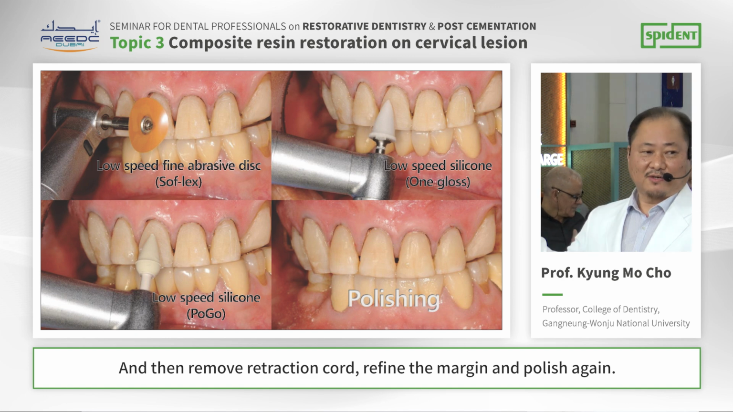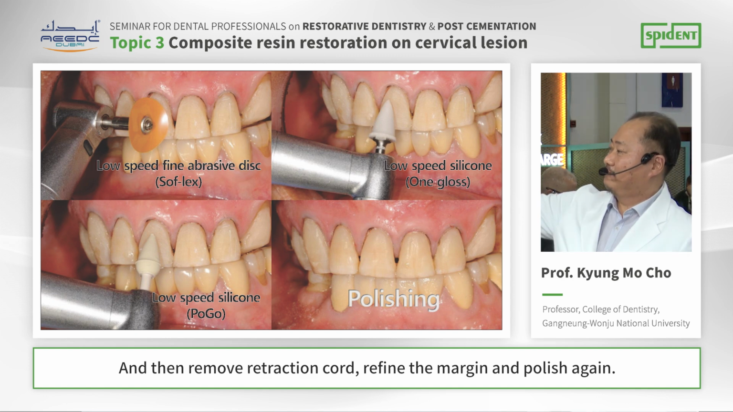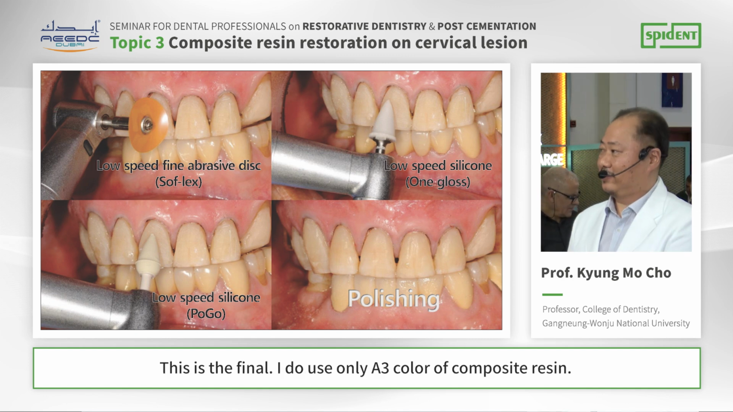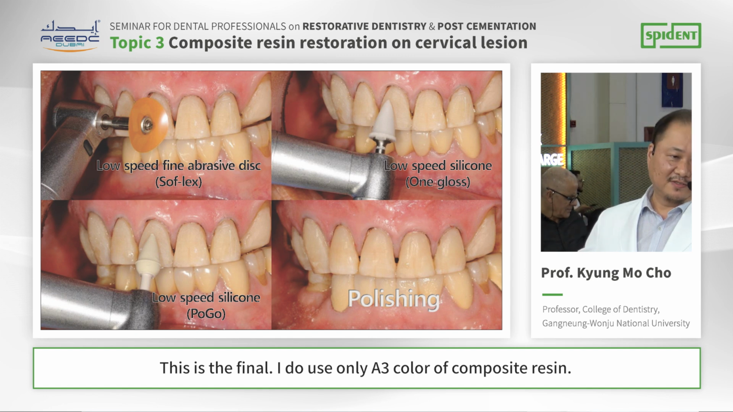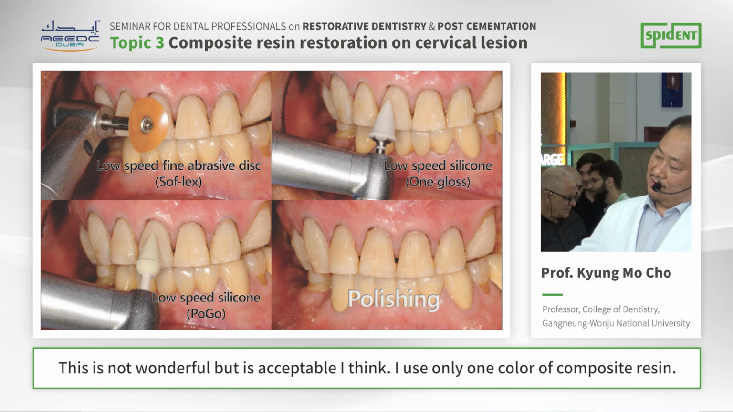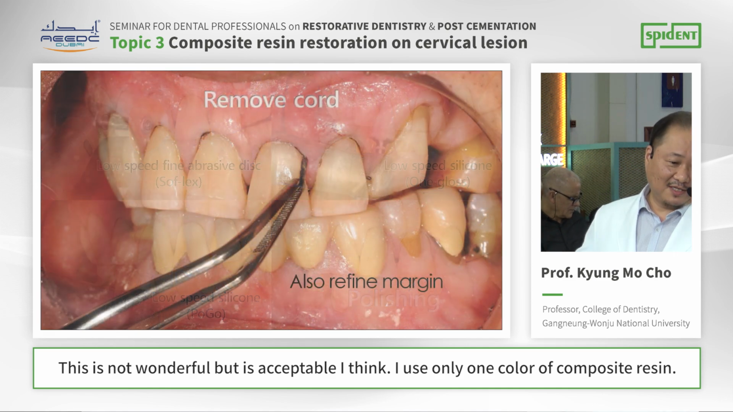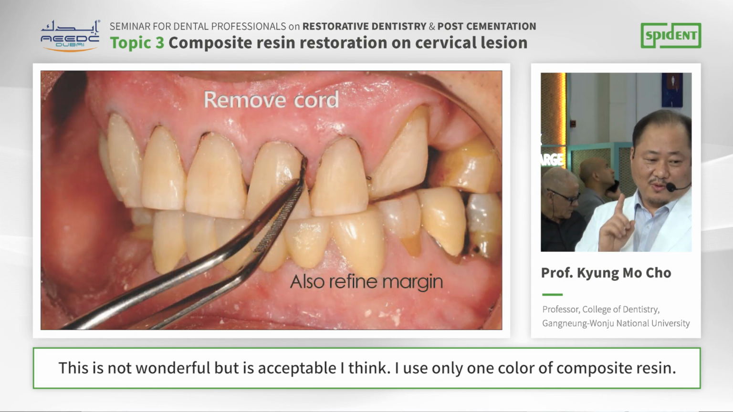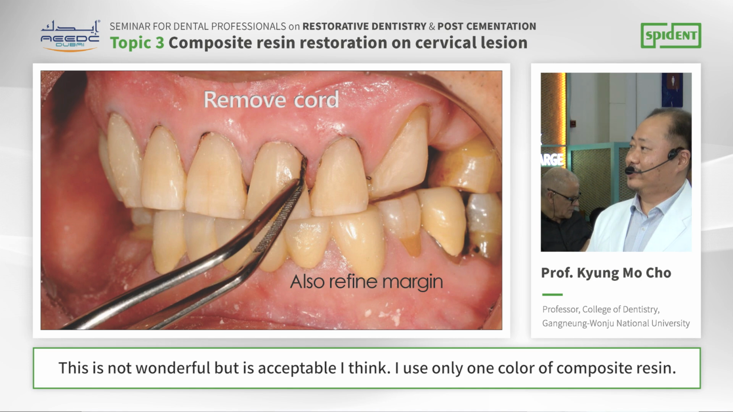Remove the retraction cord and then refine the margin and then polish again. And this is the final. I used only A3 color for the composite resin. The result is not wonderful, but it is acceptable, I think. So I will use only one color of composite resin.